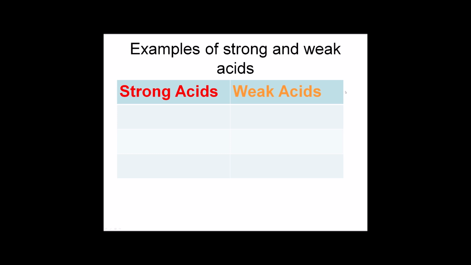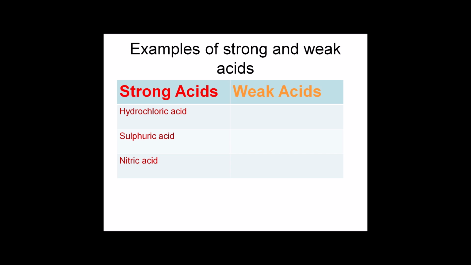Okay, now before we go into the nitty-gritty about the concentration of the hydrogen ions and what that means for pH, we're going to have a look at some examples of some strong and weak acids that the exam board specifies that you need to know. So for the strong acids, you need to know that hydrochloric acid is a strong acid. You need to know sulfuric acid is a strong acid. You need to know nitric acid is a strong acid. Even better if you can remember the formulas for those.